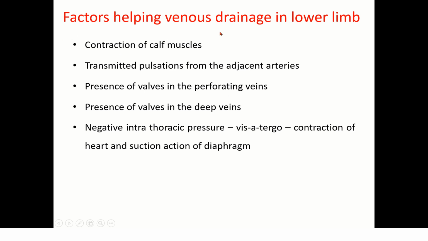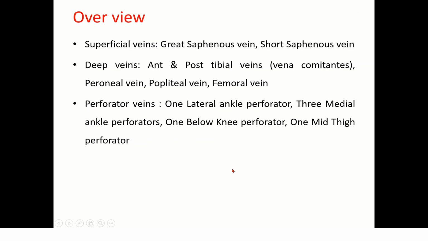Factors which help in venous drainage: contraction of the calf muscles, transmitted pulsations from adjacent arteries, and the presence of valves in the perforating veins. This allows only unidirectional flow, that means the blood will flow from superficial veins to deep veins only. The presence of valves in the deep veins allows the blood to flow like columns against gravity. And negative intrathoracic pressure, which is vis a tergo, is caused by contraction of the heart and suction action of the diaphragm. This vis a tergo is sufficient in recumbent position for venous drainage.